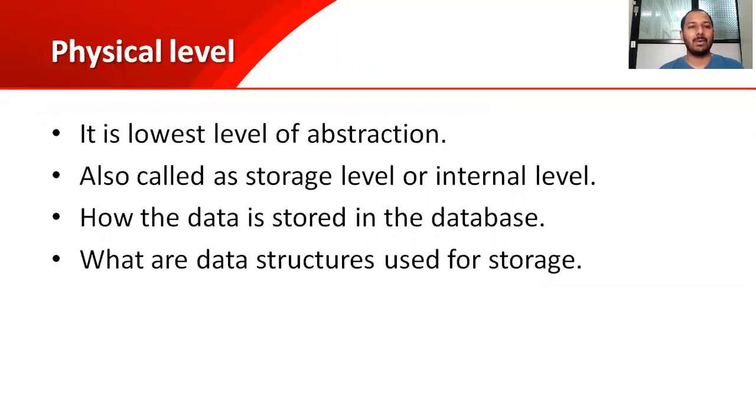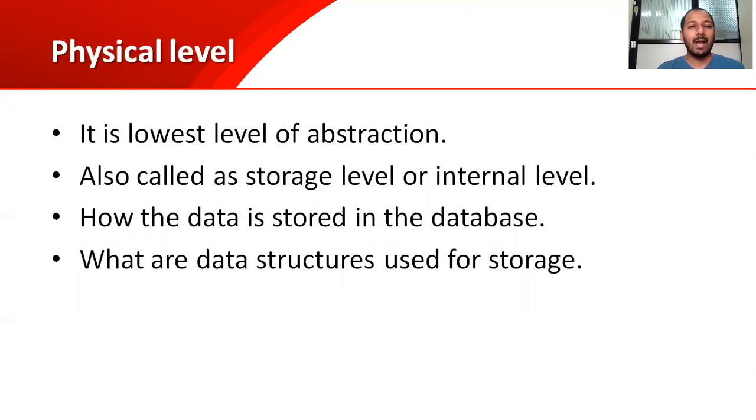First one is physical level. It is the lowest level of abstraction, also called the storage level or internal level. Here, in the physical level, the name itself indicates that how data is stored in the database is hidden from the user. How data is stored into the database is not important for the user, but getting the data from the database is important for the user. The how answer is not expected by the user.